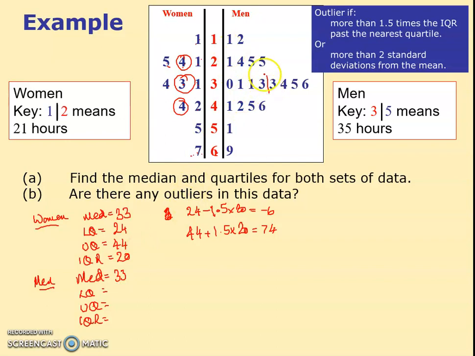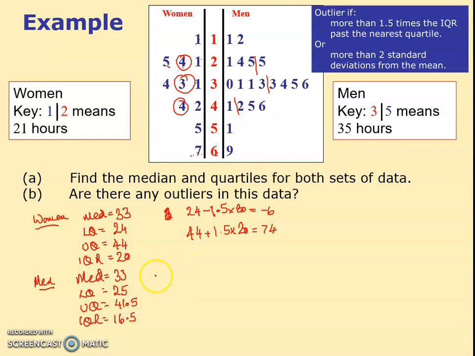And then I can split my numbers. There's no exact place, so I reckon the lower quartile is 25. Hopefully you get the same answers if you're doing this on the calculator. I reckon the upper quartile is there, and so that is 41.5. And that gives me an interquartile range of 16.5.